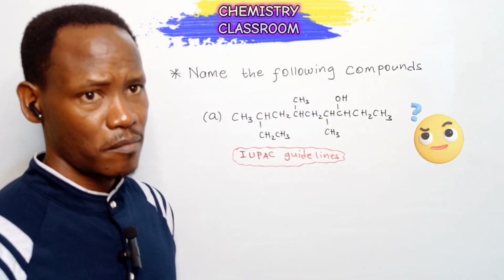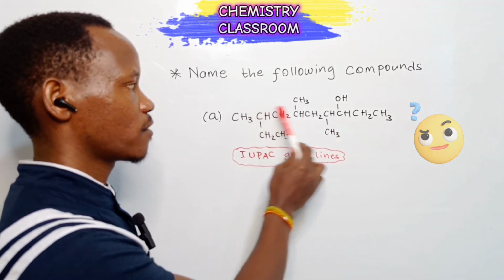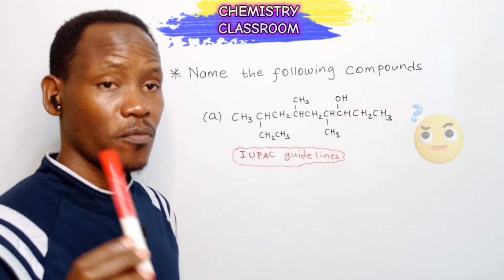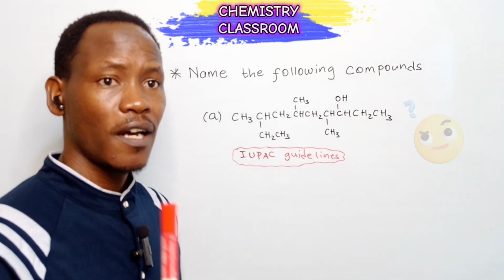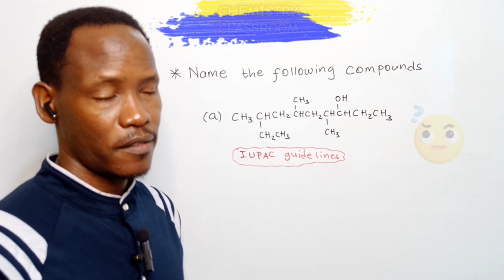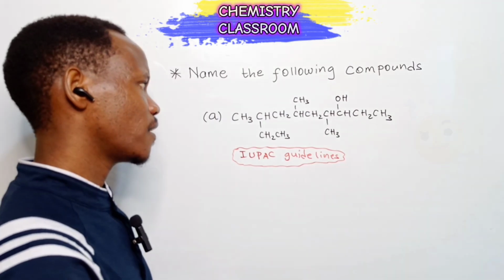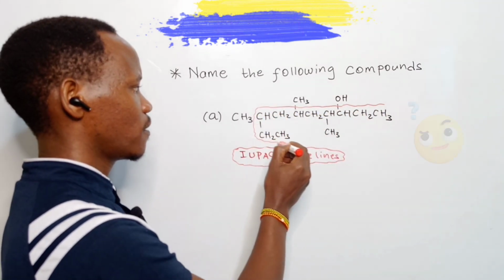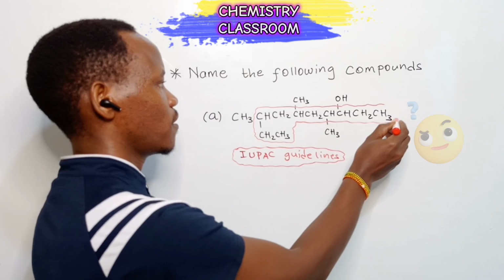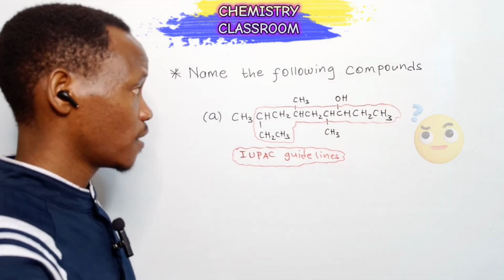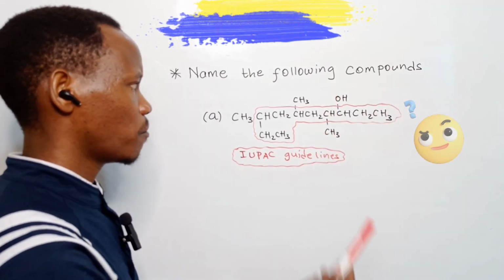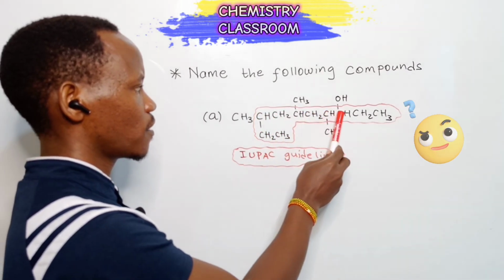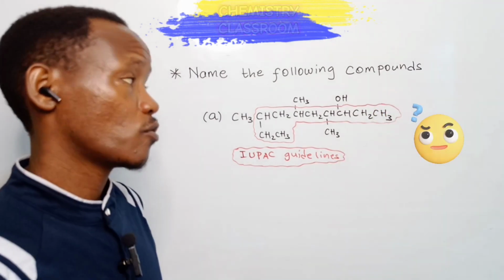Before determining the parent chain, always traverse the given compound and obtain all the possible carbon-carbon connections. From those possible carbon-carbon connections, the one having the highest number is the parent chain. Without wasting time, this that I have enclosed in red ink is our parent chain. Why? Because it is having the highest number of carbon atoms and also has our functional group. By the way, our parent chain has 1, 2, 3, 4, 5, 6, 7, 8, 9, 10 carbon atoms.